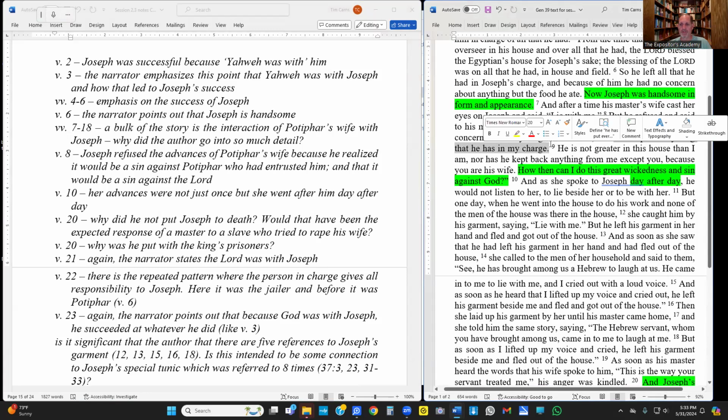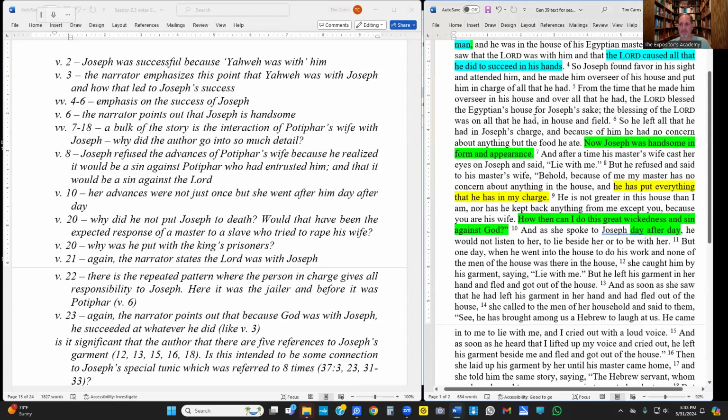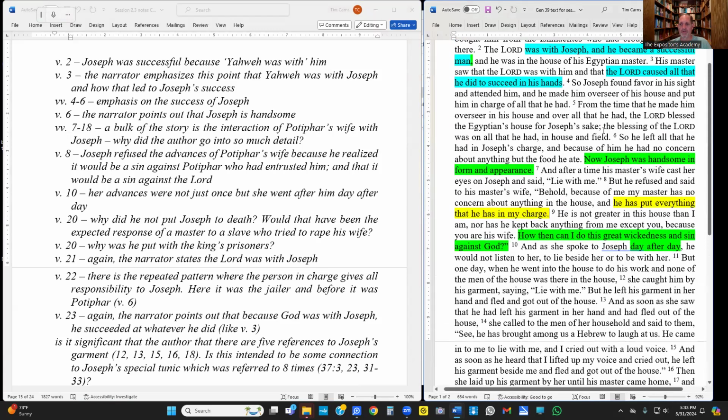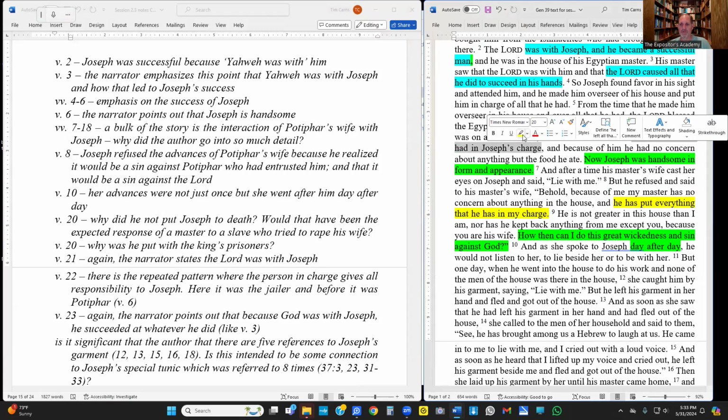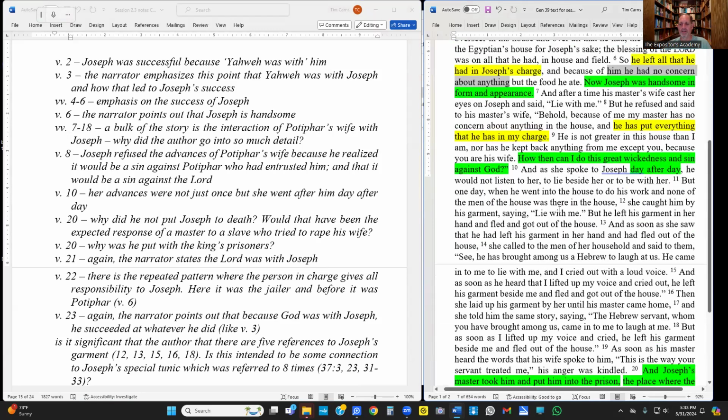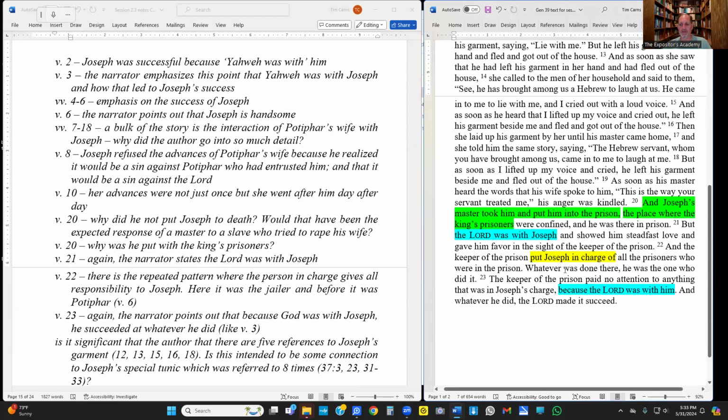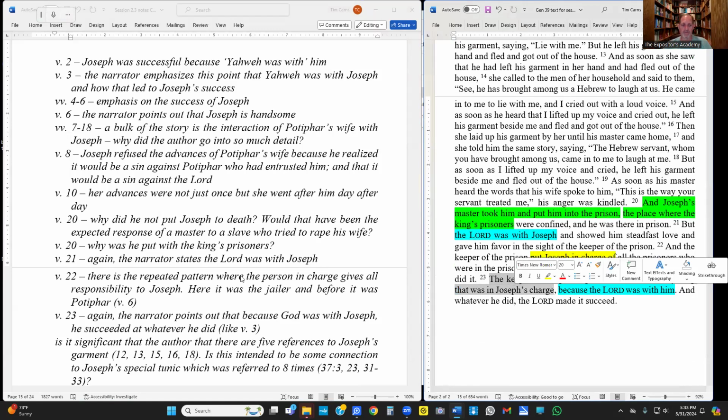Joseph noted, he's put everything in my charge. And then even then, from here, Potiphar left all in Joseph's charge. He had no concern about anything but the food he ate. And then that was the same thing mentioned down here. The keeper of the prison paid no attention to anything that was in Joseph's charge. So you see this repetition, this pattern that stuck out to me.